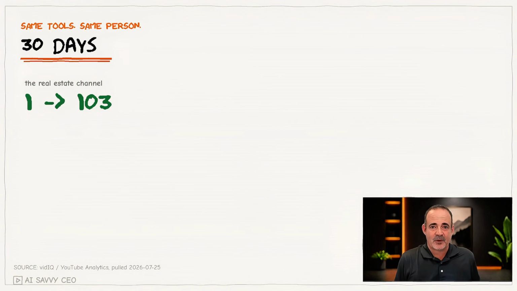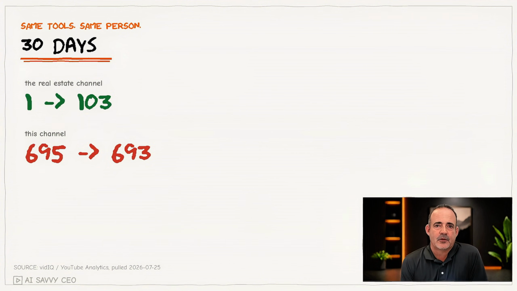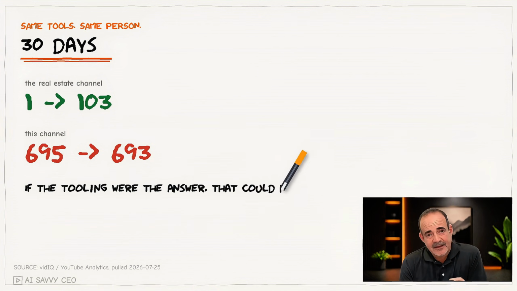One of them went from 1 subscriber to 103 in a month. This one, the channel you're watching right now, went slightly backwards over the same window. Same tools, same workflow, same person, opposite results. If the tooling were the answer, that could not happen.